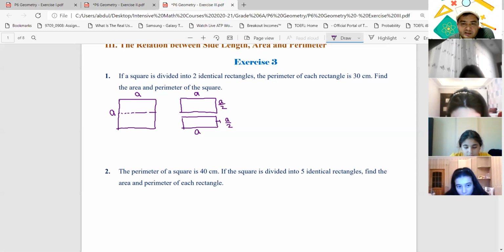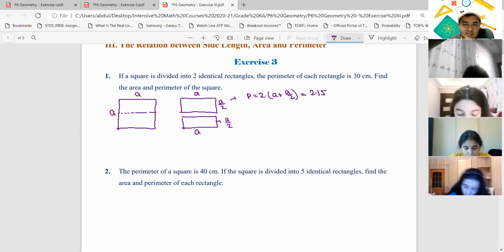Okay, in the question, it says that the perimeter of each rectangle is 30. So from here, perimeter means 2 times length, length is A, width is A over 2. That's equal to 30. Immediately, 30, I can write it as 2 times 15, so that I can simplify these 2's. So A plus A over 2, what is it? It is 3 over 2, right? 1 plus half, it is 3 over 2 A.